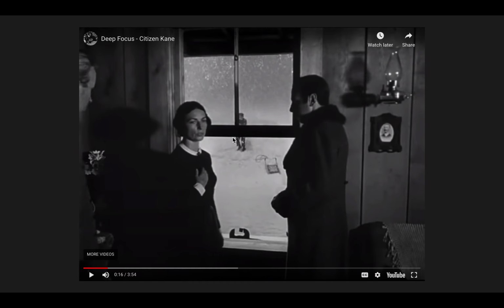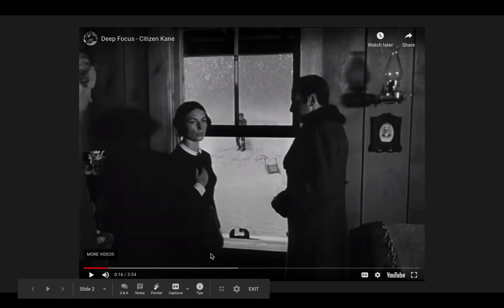Now watch also what happens with the size of the mother's character in the frame as she moves.